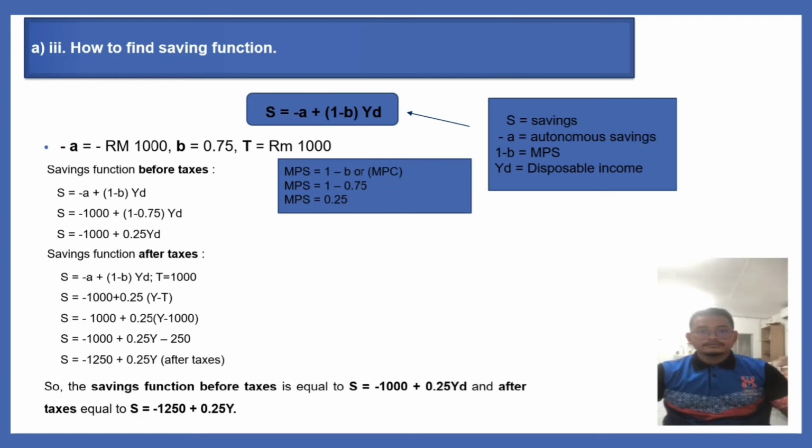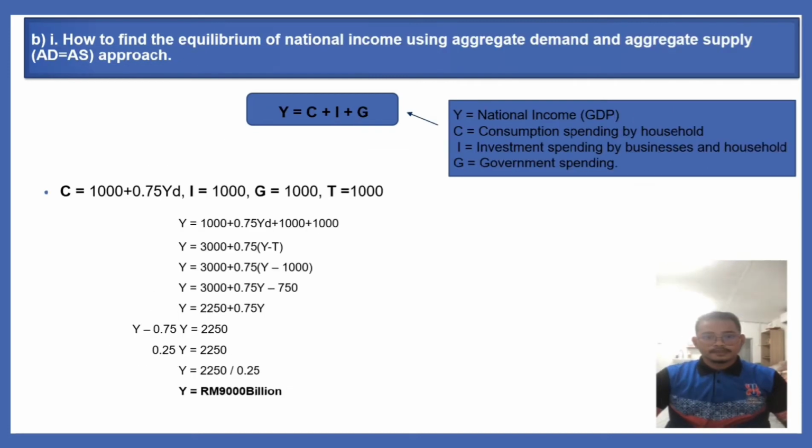For the saving function before taxes, we know there is autonomous saving of negative 1000 and MPS is 0.25. So we will have the saving function as equal to negative 1000 plus 0.25Y. For the saving function after taxes, we know there are 1000 billion in taxes, so we will subtract the taxes from the national income, and after the calculation, we will have the saving function as equal to negative 1250 plus 0.25Y.